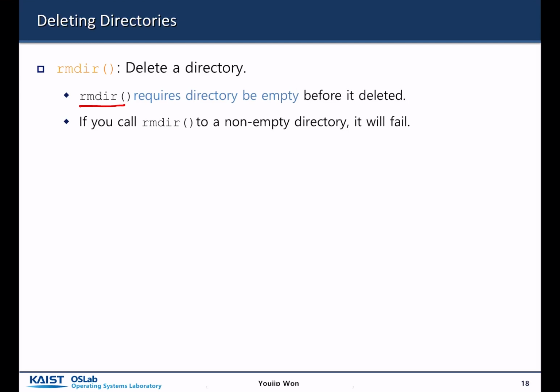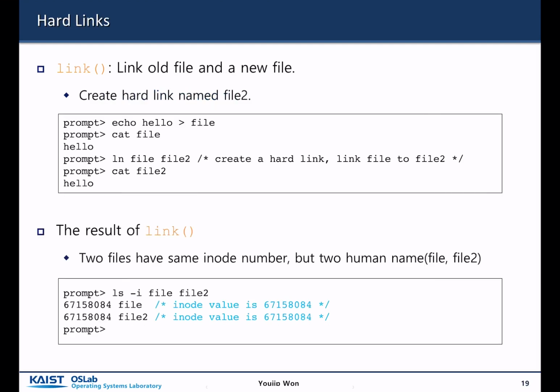This remove directory system call actually removes the directory only when it is empty. So if the directory is not empty, then the rmdir call fails. There is a notion of hard link and soft link. Consider the link system call: file 2 is created as a new file.